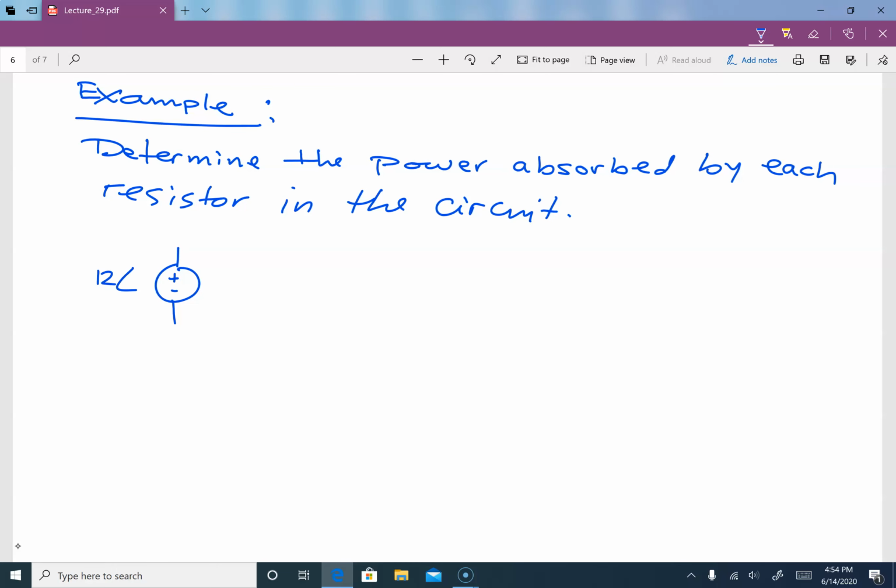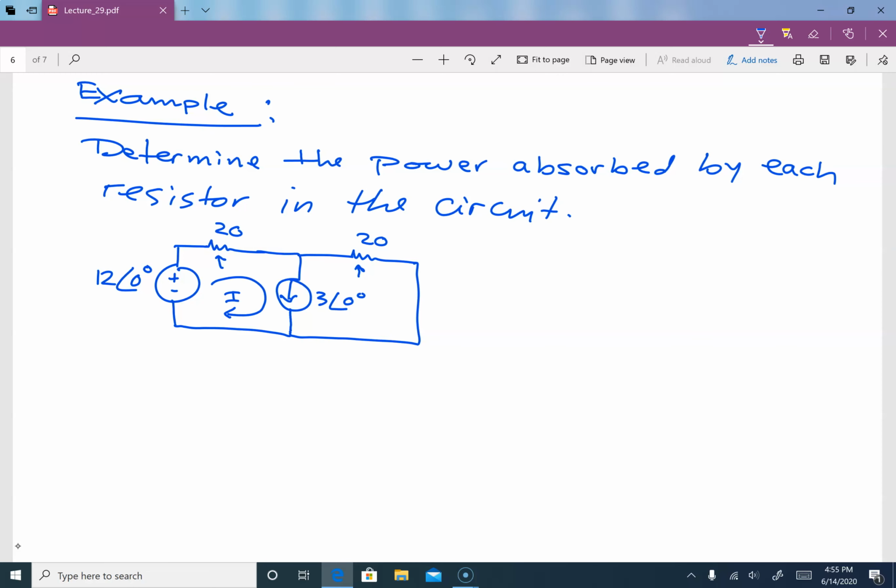This is 12 with angle 0, 20 ohm. We have a current source here which is a 3 with angle 0. Another resistance which is 20. And this is our circuit over here. So we would like to find the power absorbed by this resistor and by that resistor. If I know the current flow through each of the resistor, then I can use 1/2 Im squared multiplied by the resistance. So we can have this as I1 and this over here as I2.